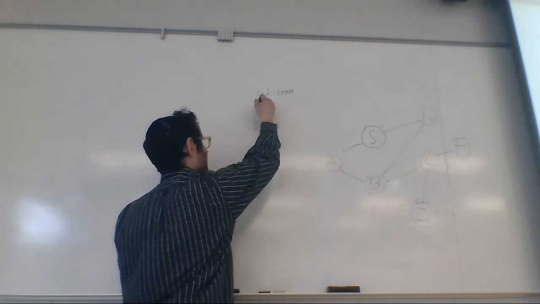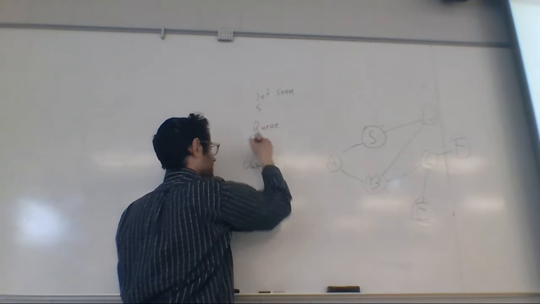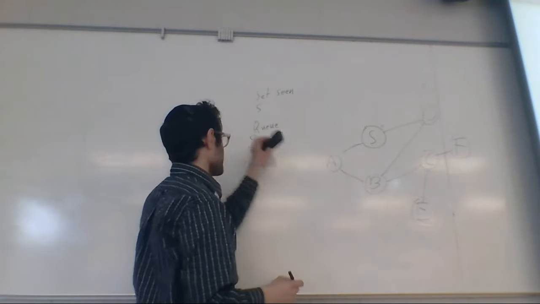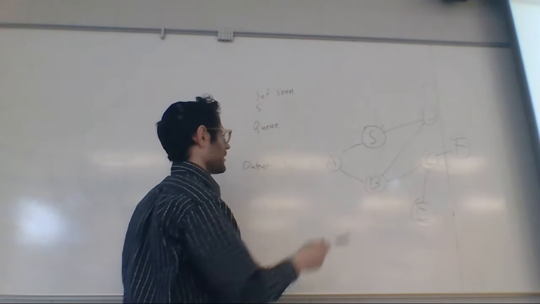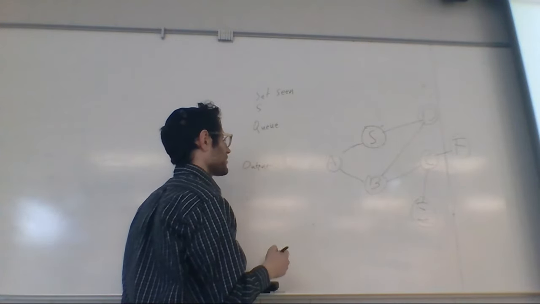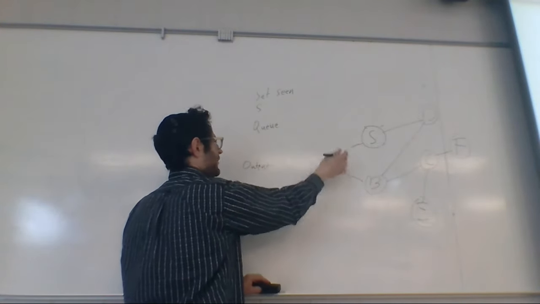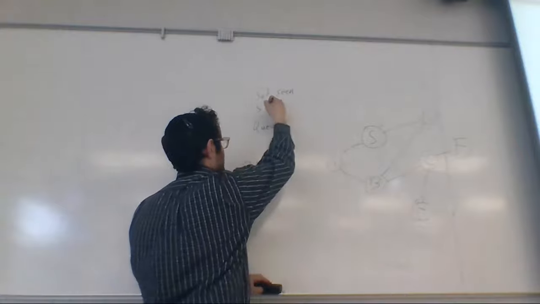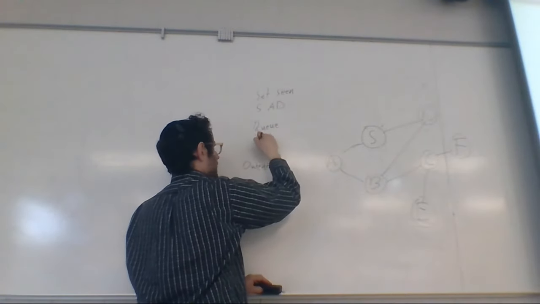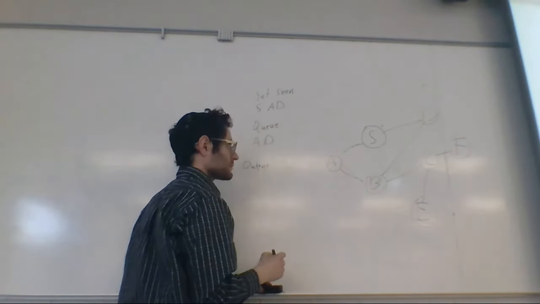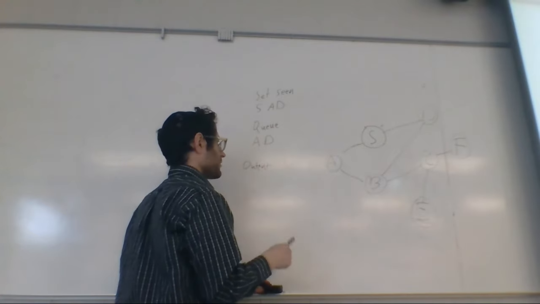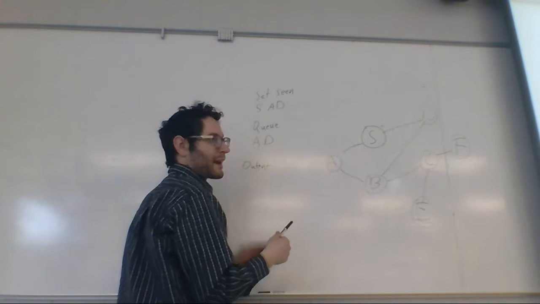So I'm going to start from node S. Now the algorithm starts. So I dequeue from our queue, okay, and look at my neighbors. S's neighbors are A and D. I have not seen A and I've not seen D. So I add them to seen and then I add them to our queue. Okay. And I'm done. So now I dequeue my next item.